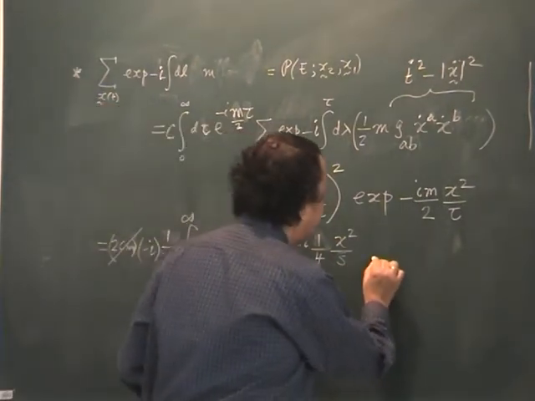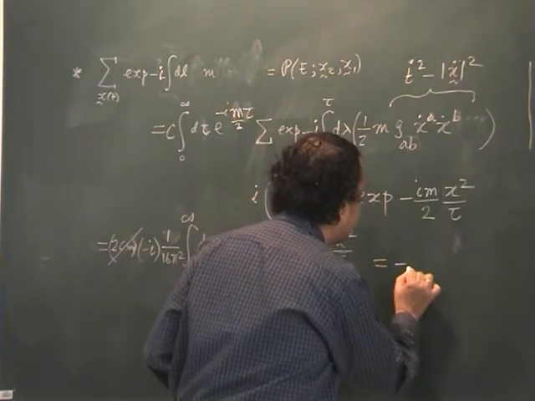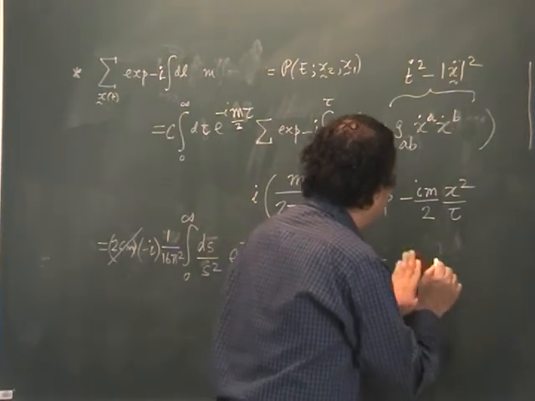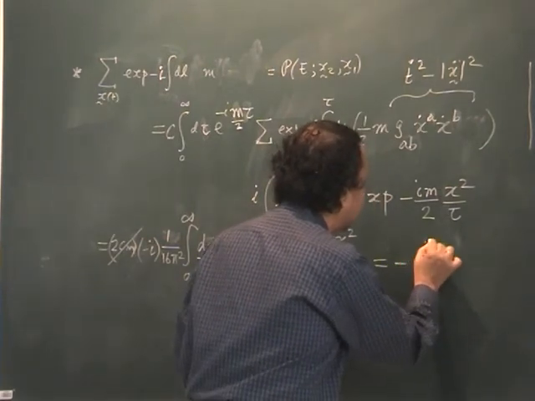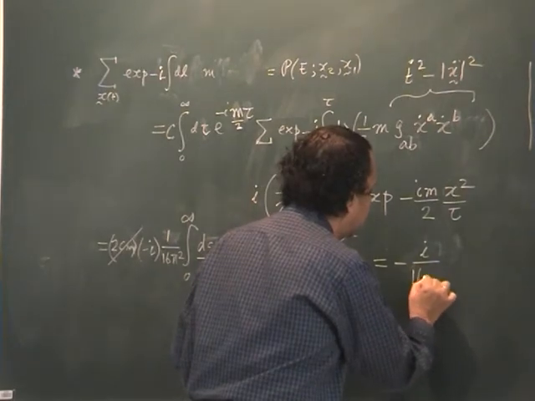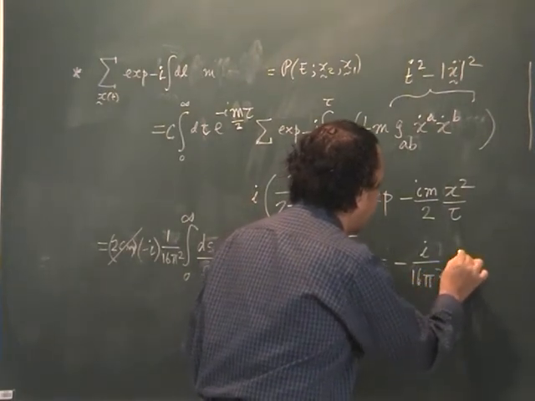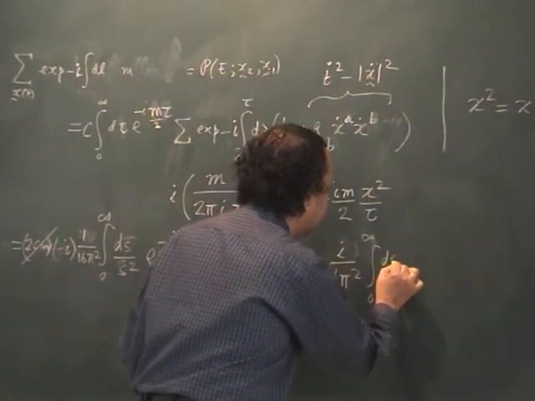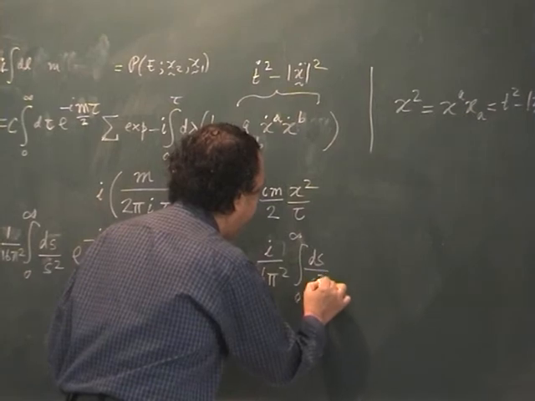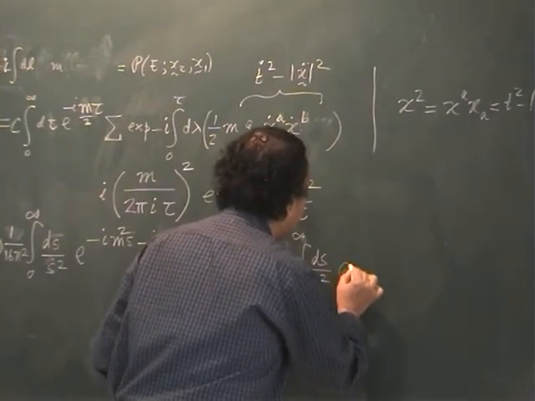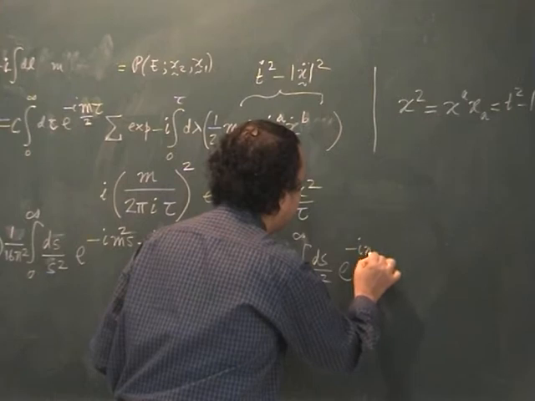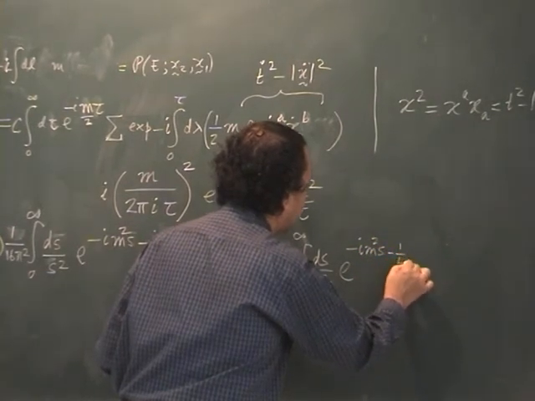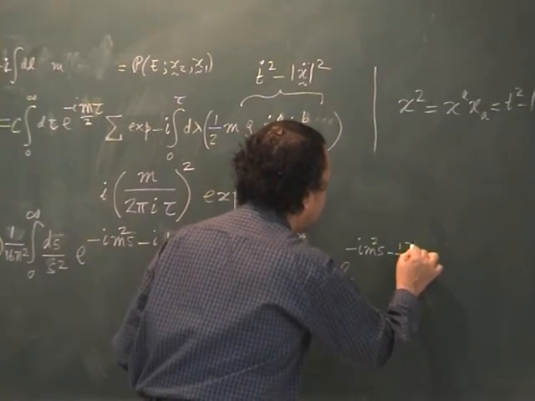This is the way every textbook will give, except that textbooks don't give this in this form, but they give it in some equivalent form. So it is minus i over 16 pi square, integral 0 to infinity, ds over s square, e to the minus i m square s minus 1/4 x square by s.